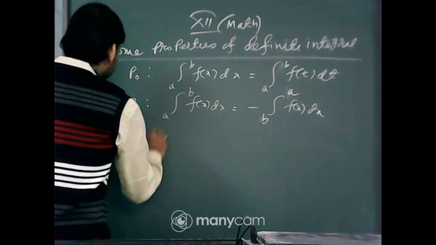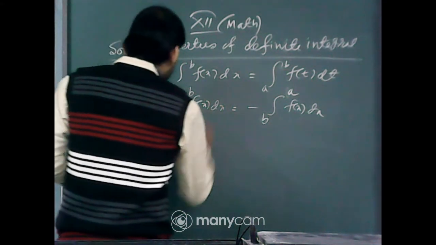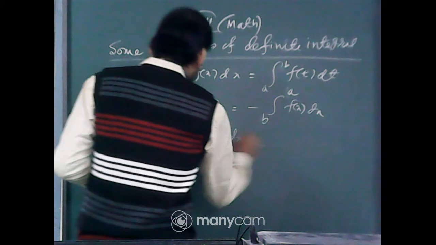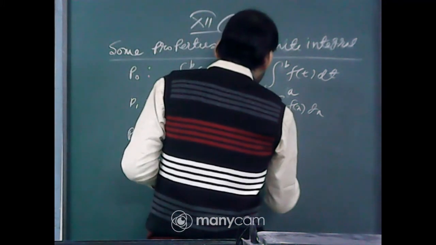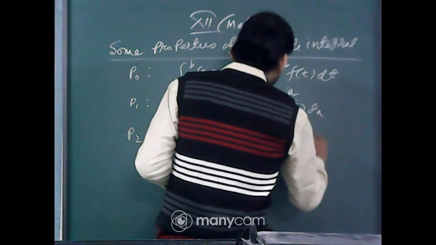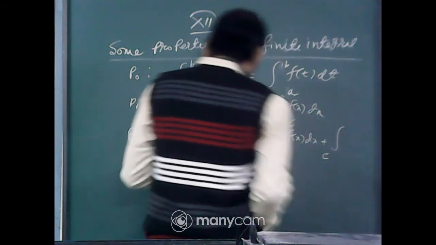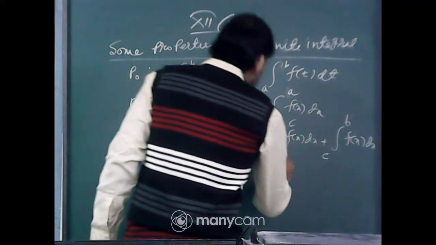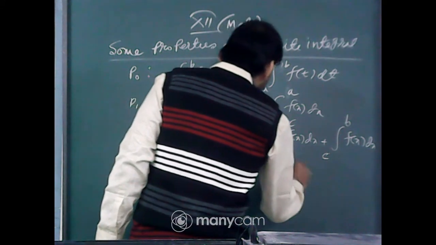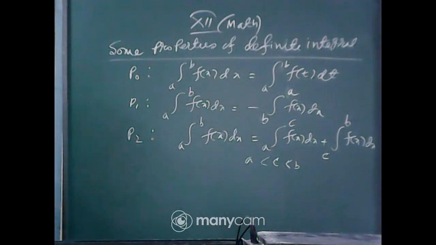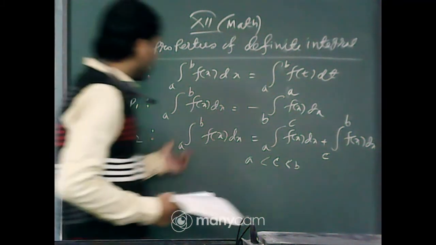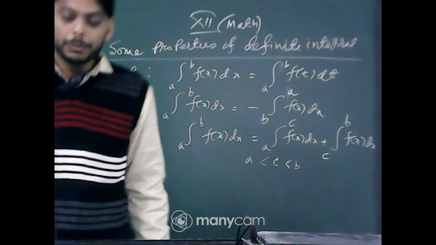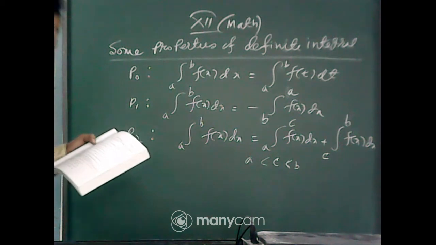Now P2, integration a to b f(x) dx equals integration a to c f(x) dx plus integration c to b f(x) dx, where c lies between a and b. That means the integration a to b f(x) dx can be broken into two integrals, that is a to c f(x) dx plus c to b f(x) dx. That is property number P2.